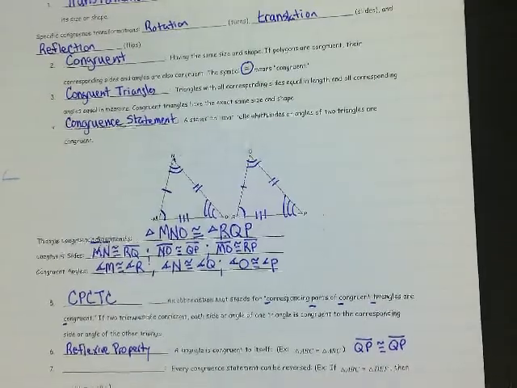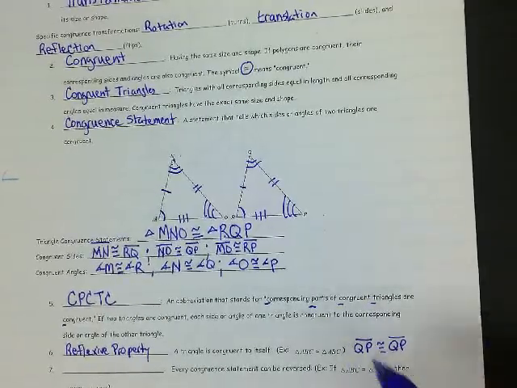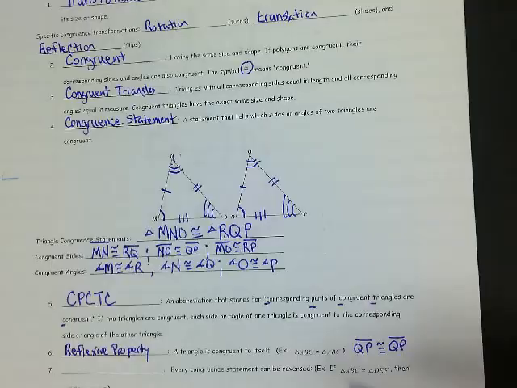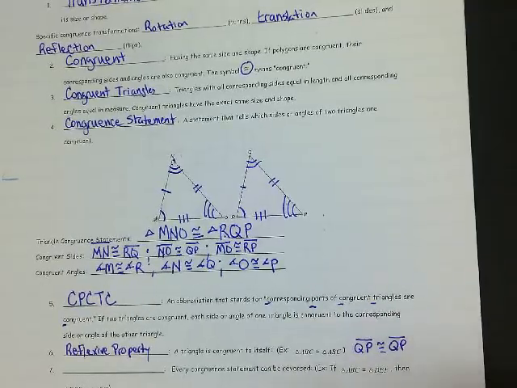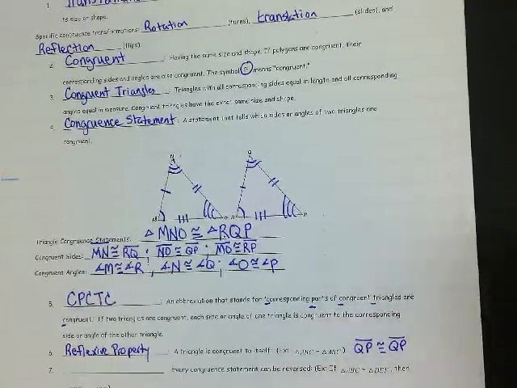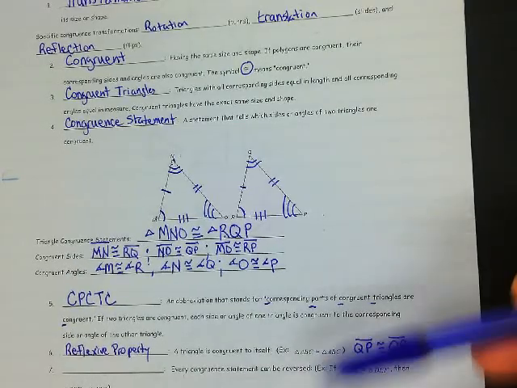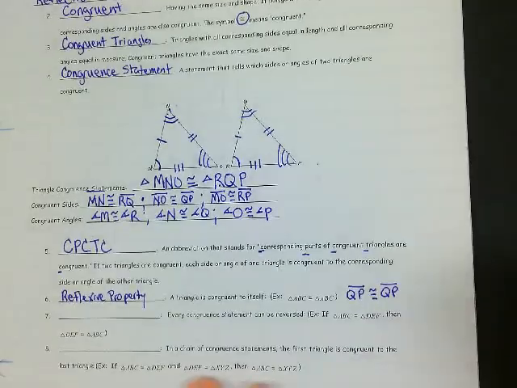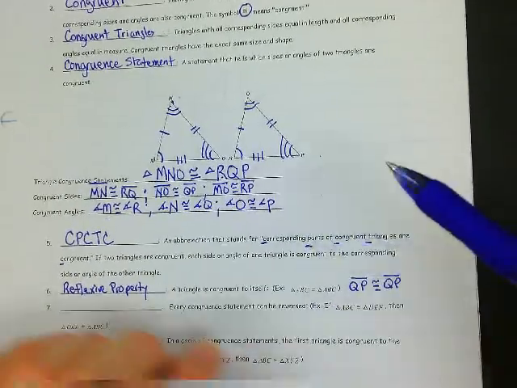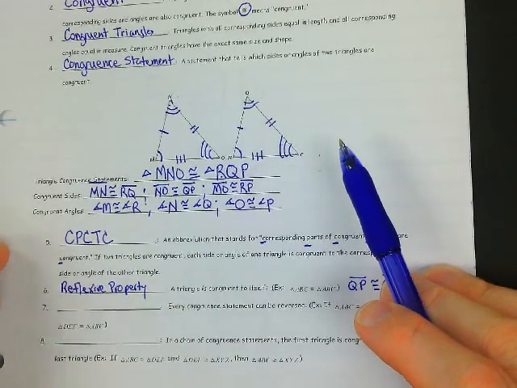The reflexive property. The reflexive property is actually a pretty important property because we use it quite a bit when we do proofs in geometry, or when we're determining if two triangles are congruent. I'll show you a good example of when we use the reflexive property.